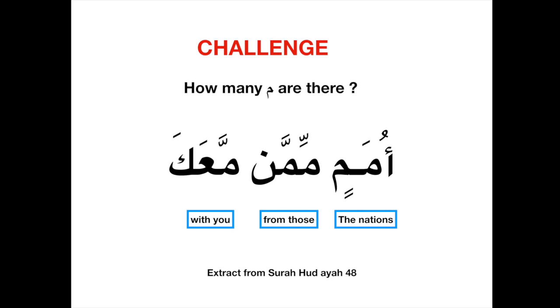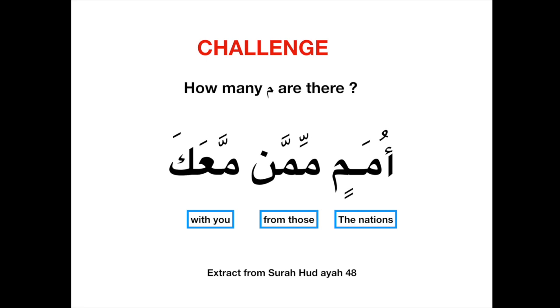Before I start, I have a challenge for you. Here we have some words. I would like you to tell me how many meems there are. This is an extract from Surah Hud, ayah number 48. It's a small part of that ayah.